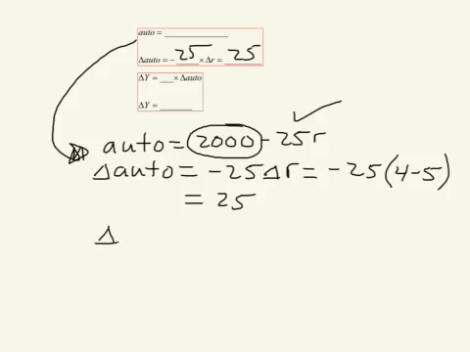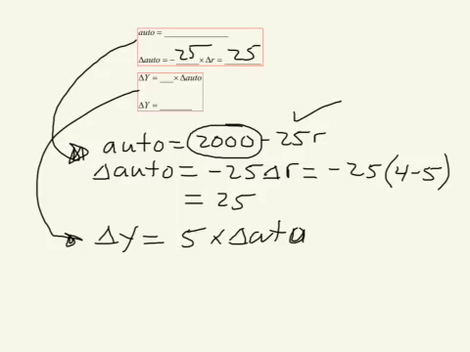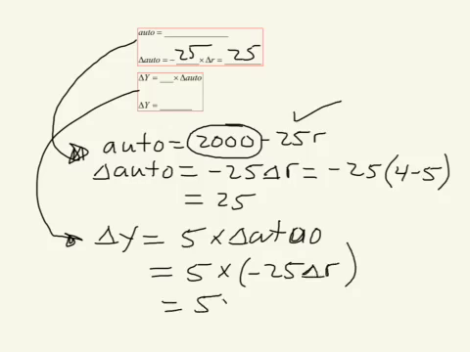And the change in output, looking at this particular component, is equal to the multiplier times the change in autonomous spending. That's equal to 5, and autonomous spending changes by minus 25 times the change in the interest rate. That's equal to 5 times minus 25 times 4 minus 5. That's equal to 125.